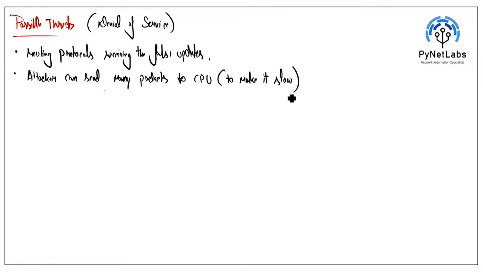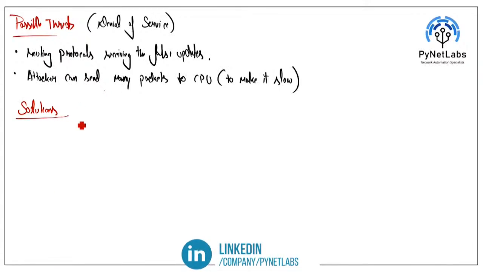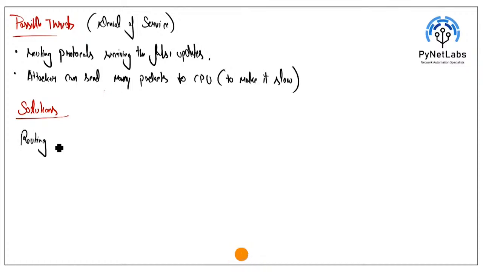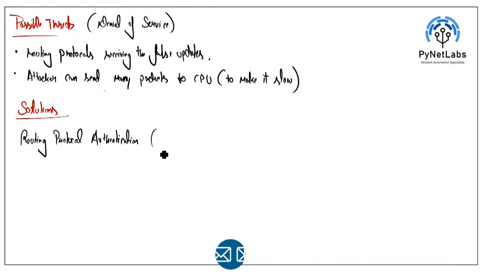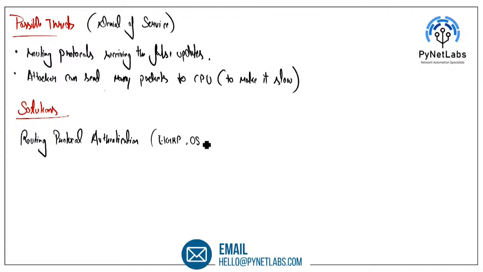To prevent all these possible threats, some relevant solutions were created. The solutions we come up with include something very interesting: routing protocol authentication. Routing protocol authentication supports authentication for EIGRP, OSPF, and after OSPF, IS-IS also supports authentication.